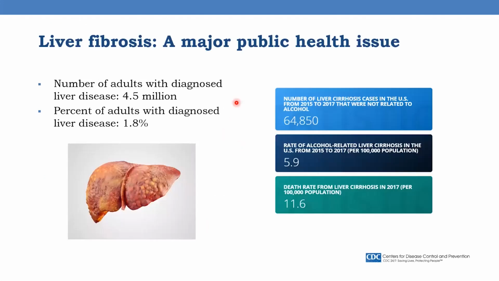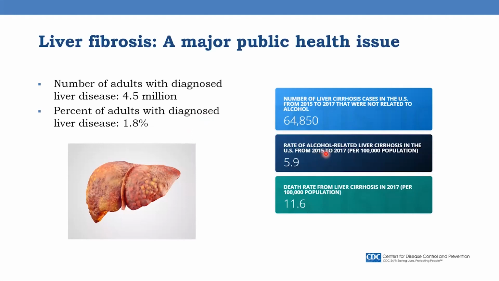Liver fibrosis is a major public health issue. According to the CDC, the number of adults with diagnosed liver disease is about 4.5 million, which is about 1.8% of the population. The number of liver cirrhosis cases in the United States in 2017, not related to alcoholism, was reported to be more than 64,000.